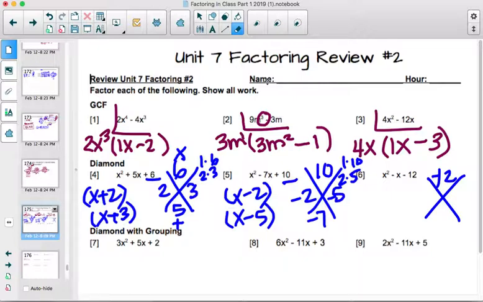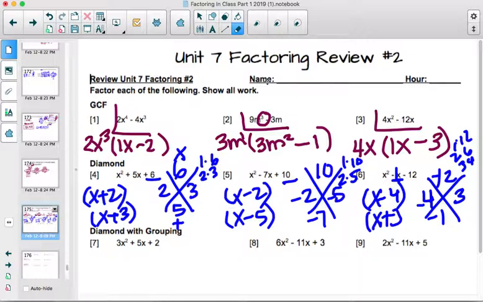The last one, I have negative 12 on top, and remember, if there's no number, it's a 1. So I have a negative 1 on the bottom. My options then are 1 and 12, 2 and 6, or 3 and 4. If I have 4 and 3, I can subtract them to get 1. If I want to add to a negative, the bigger number needs to be negative, so my final answer is x minus 4, x plus 3.